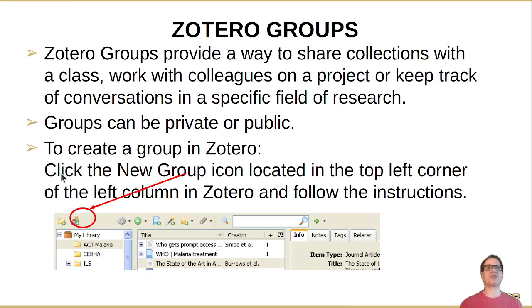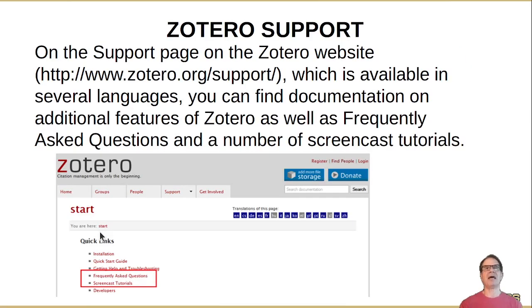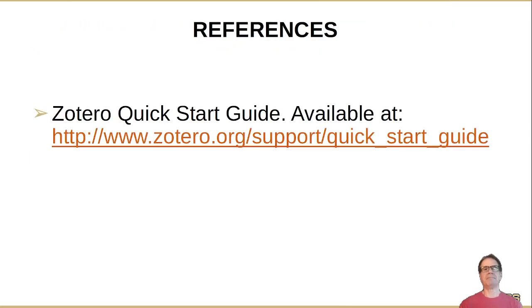I put some extra group stuff here. So when you're trying to create a new group in your online version, you can go ahead and just click on this and it'll make a new group so you can make new items. And then on the support page, there are frequently asked questions and screencast tutorials. Because it's free, there's not a lot of real-time support, but there are lots of people using it, so you'll be able to get that. And again, that's their quick start guide if you want any more details.